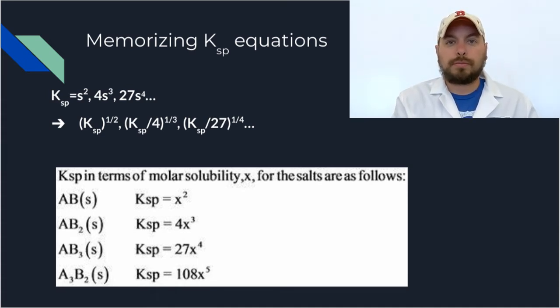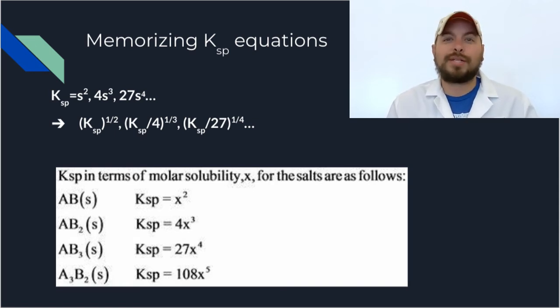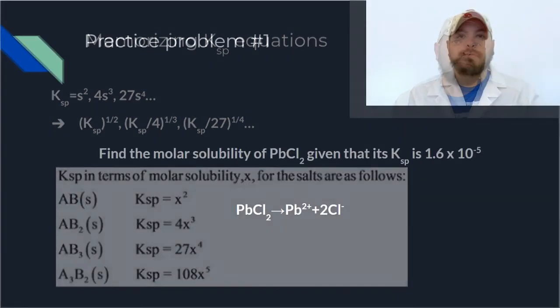And for any time where it's 5 ions, so maybe it's 2 cations and 3 anions, or 3 cations and 2 anions, we know that we're in a situation where it's going to be 108S to the 5th.